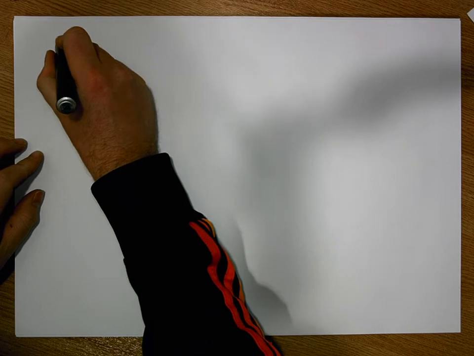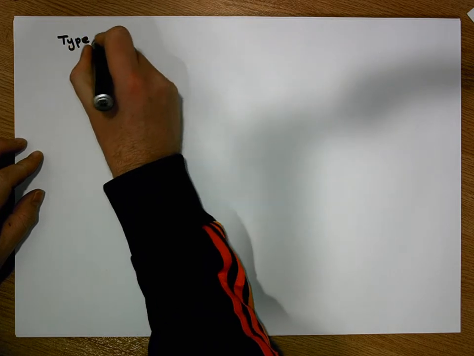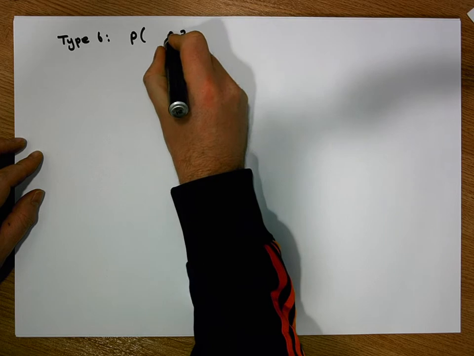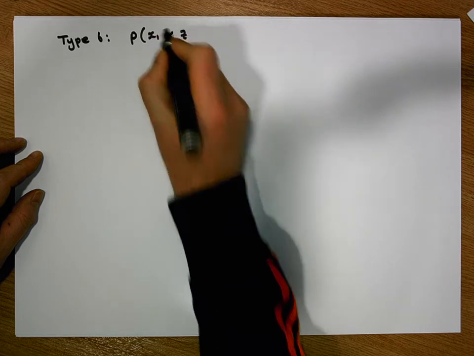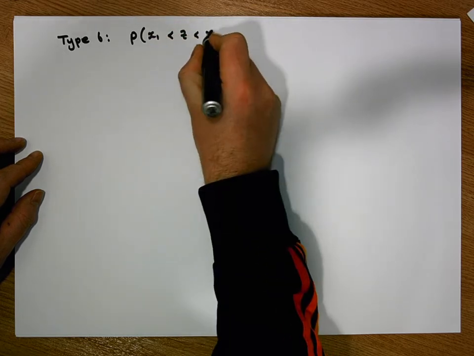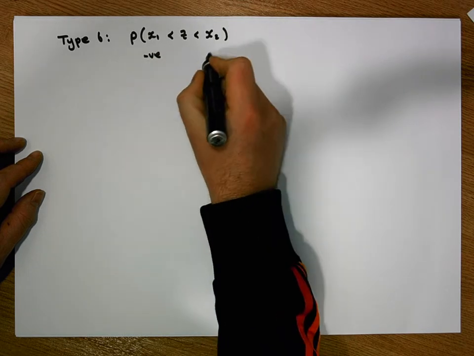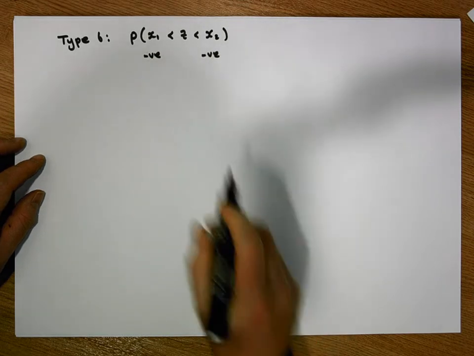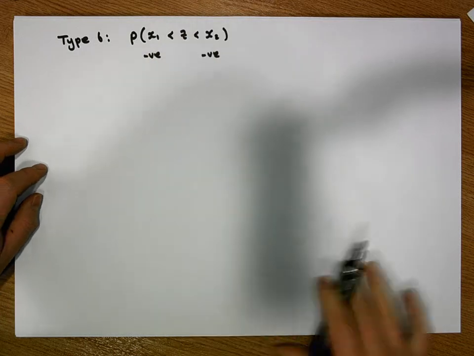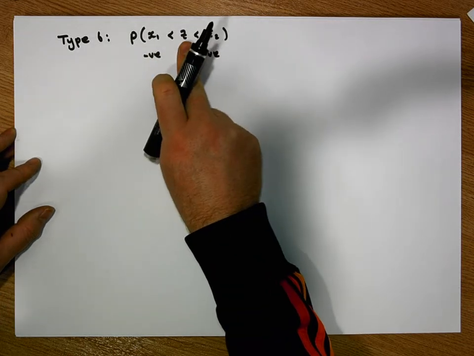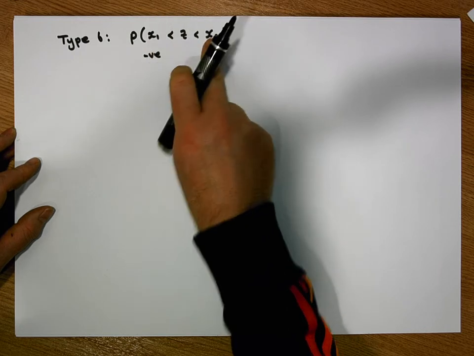This short video is going to deal with the calculation of type 6 probabilities, and we've defined type 6 probabilities to be probabilities of z-scores lying between two negative values, let's say x1 and x2, where x1 is a negative value and x2 is also a negative value. Okay? So let's have a look at this type of probability that we're interested in. We're interested in the probability of observing a z-score between two negative values.